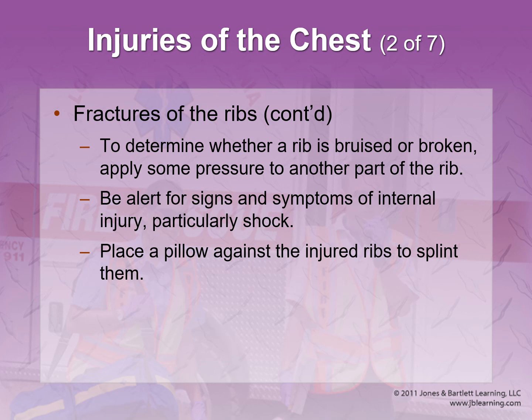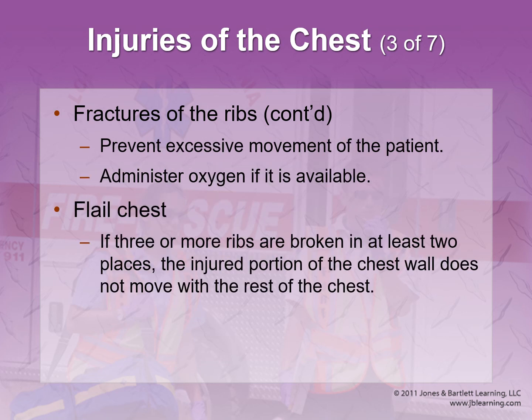So pad it, like a nice bulky dressing, pillow, something like that. You want to just prevent excess movement. Now, flail chest is if 3 or more ribs are broken in at least 2 places. And what they mean there is it's like its own little island. So imagine you got your chest wall and there's 3 ribs that are all fractured in the same place, and now you got this little island of bone that's completely unattached. We call that a flail chest.